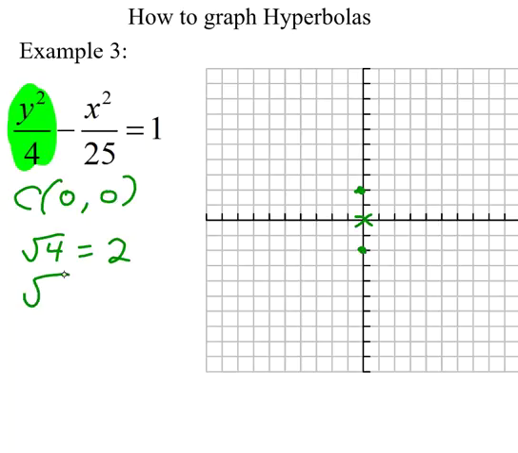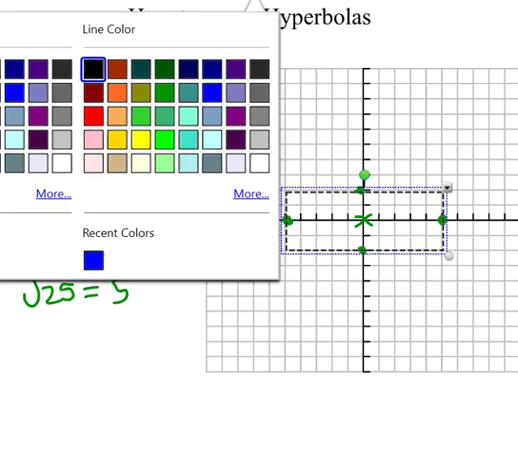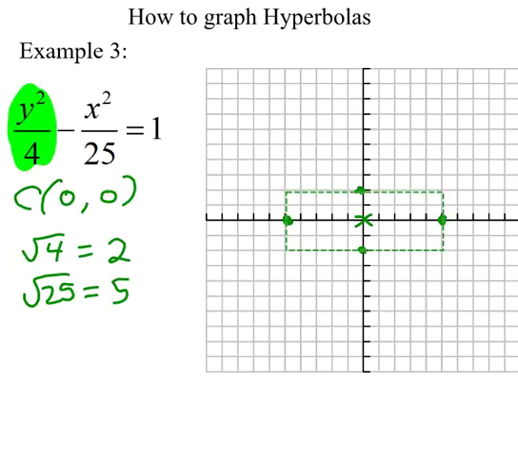Now, the one with the x is the square root of 25, which will be 5. Means I'm going to go 5 along my x. 1, 2, 3, 4, 5. And 1, 2, 3, 4, 5. Now I'm going to make my rectangle. Perfect. Now I'm going to add the asymptotes.